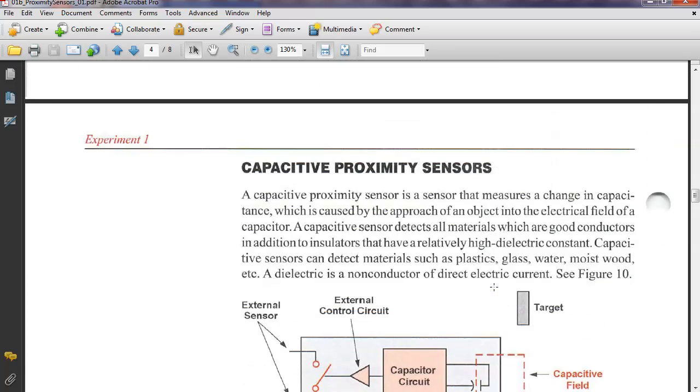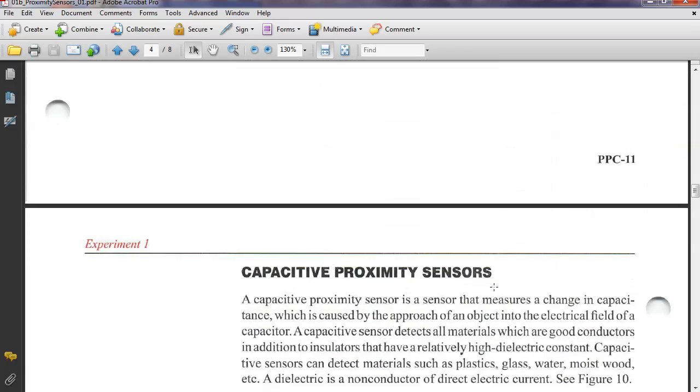Then we have capacitive sensors. What does a capacitive proximity sensor sense? Yeah, solid.